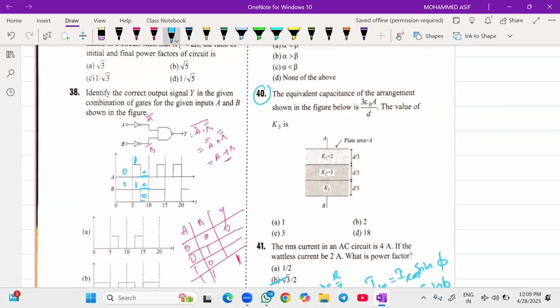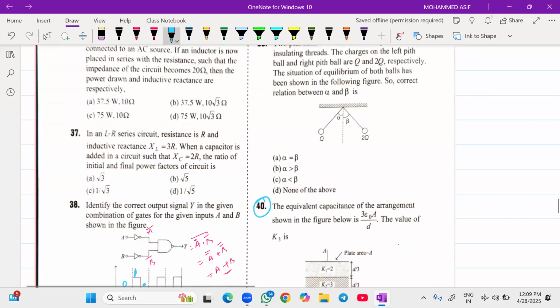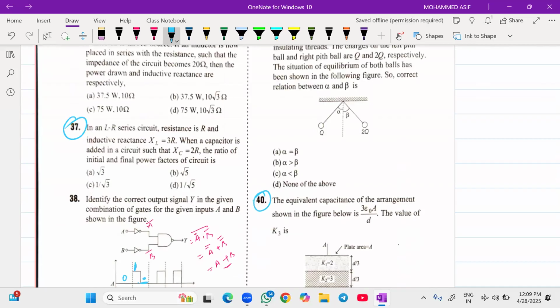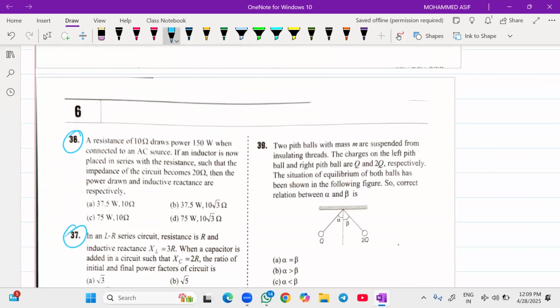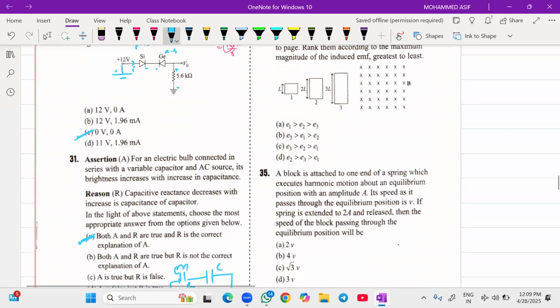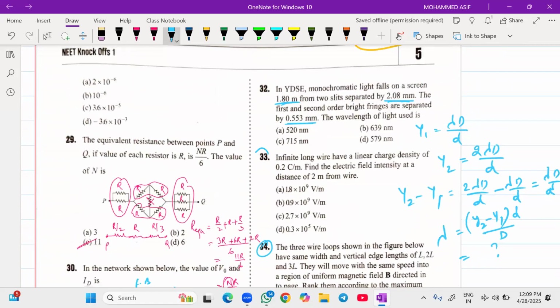You can try question number 40. Then you can try question number 37, question number 36, question number 34, and question number 33.